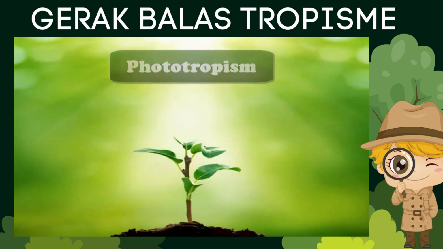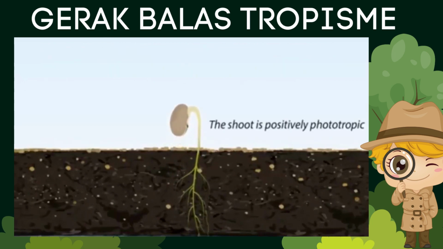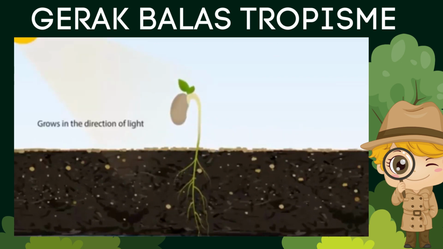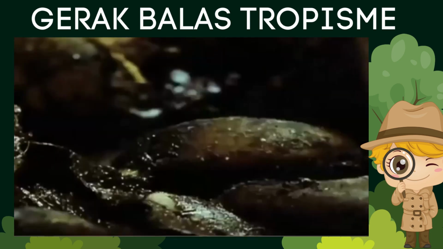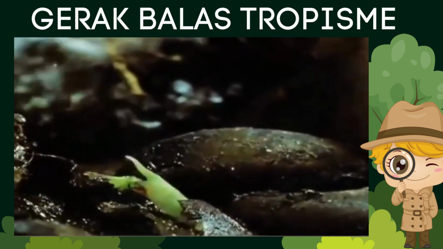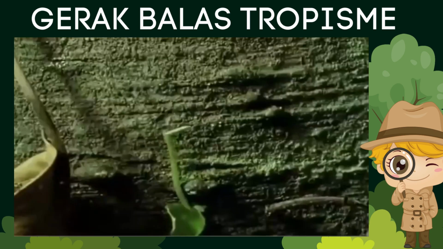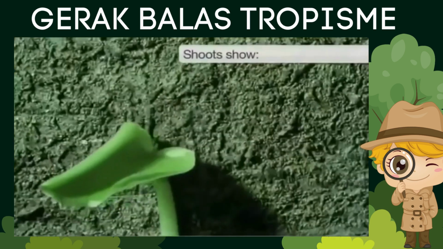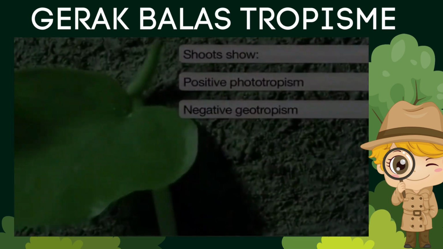Phototropism. The movements shown by plants with respect to stimuli of light is called phototropism. The shoot is positively phototropic, and so it grows in the direction of light. Shoots show positive phototropism but negative geotropism.